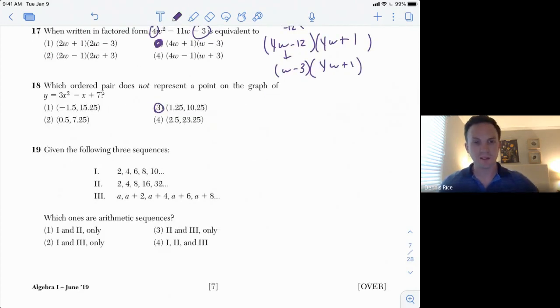Number 19, given these sequences, which ones are arithmetic? Arithmetic is kind of like linear, goes up by the same amount, whereas geometric is kind of like exponential, multiplies by something. So which ones are arithmetic? 1 and 3. Yeah, 1 is +2, +2, +2. Roman numeral 3 is saying basically the same thing, just with variables, like +2 on top of that, +2 on top of that. Roman numeral 2 is a geometric sequence where the pattern is ×2. So 1 and 3 only. I don't know why it says the word only. 1 and 3, choice 2. Question?